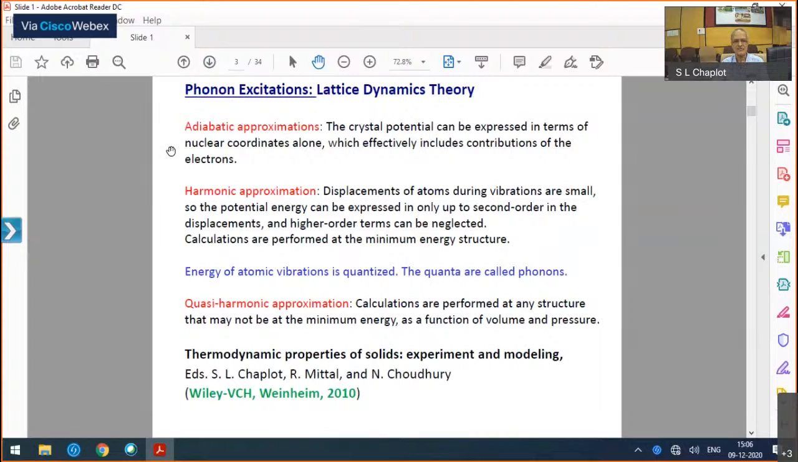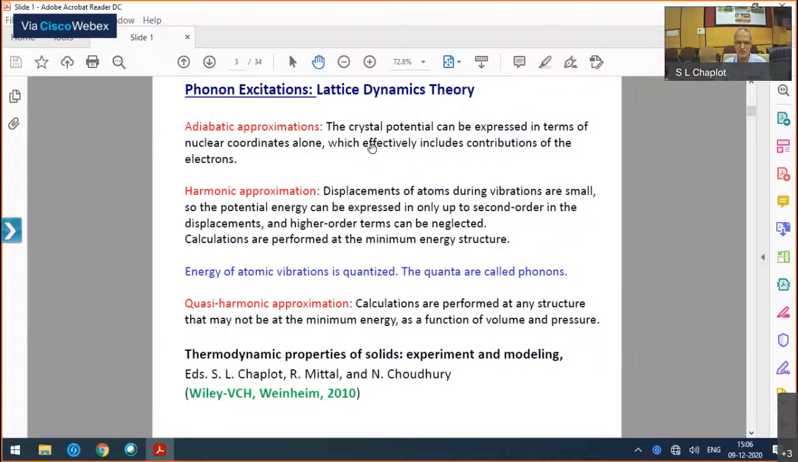Okay, so the first approximation is what is called the adiabatic approximation. This is very important for the study of phonon excitations or lattice vibrations or even the electronic structure. The main idea here is separating the crystal potential between nuclei and electrons. As we know, there is a large difference between the mass of nucleus and the mass of electrons, and consequently, the time scales of the dynamics are also very different.